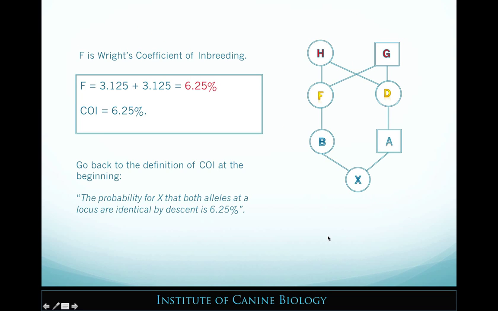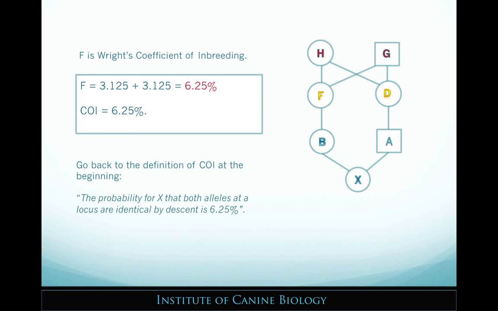What we've just calculated here is something called Wright's coefficient of inbreeding, which he labeled with the letter F. So you might see it written sometimes this way, F equals some percentage, or more commonly the dog people will write COI or CI, short for coefficient of inbreeding, and then this percentage. Let's go back to the definition of inbreeding that we used at the beginning, which is a probability that X will be homozygous for two alleles that are identical by descent. And for this particular example, that probability is 6.25%.